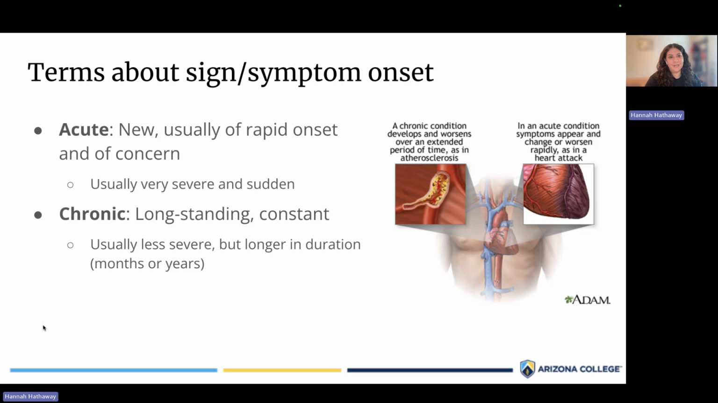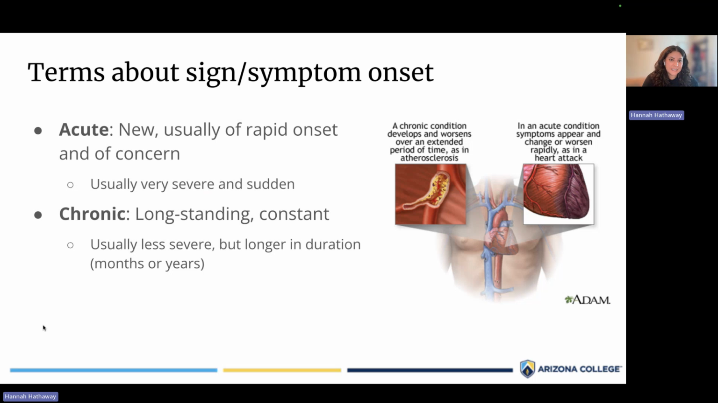Next, a very important set of terms are acute versus chronic. These are terms about the onset of the disease. Did it come on quickly or did it develop over a long period of time? Something that is acute is usually a new problem that has a rapid onset. It's usually very severe and very sudden. Chronic would be a long-standing condition that takes a long time to develop. Sometimes it's months or even years.